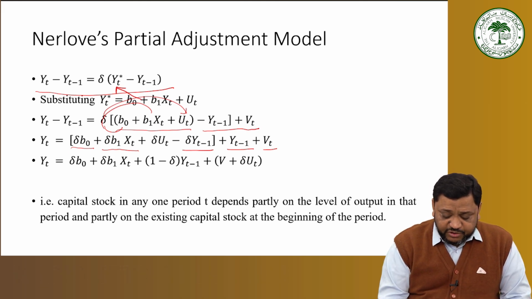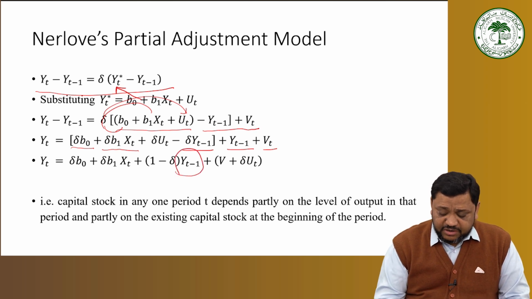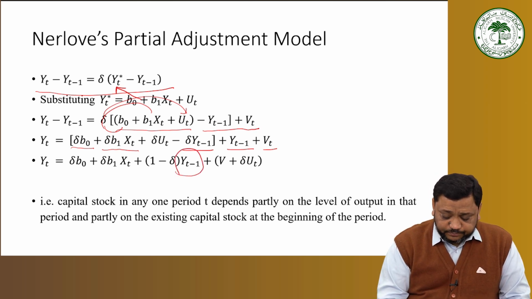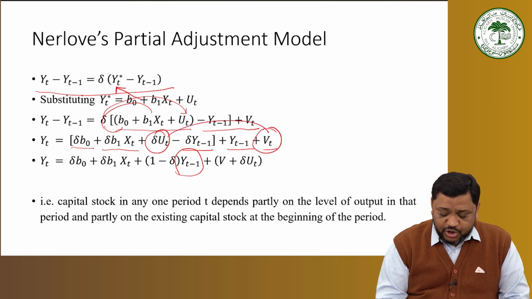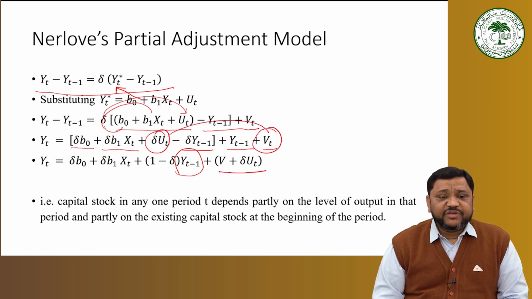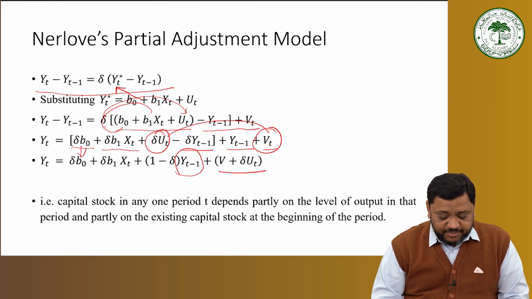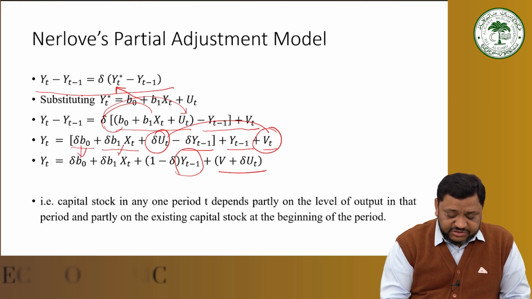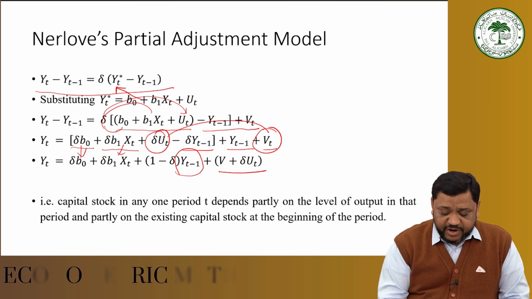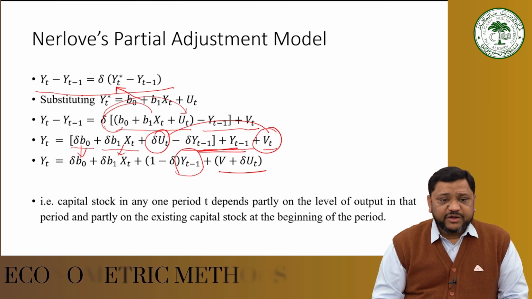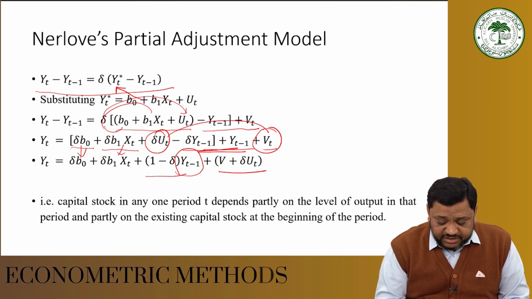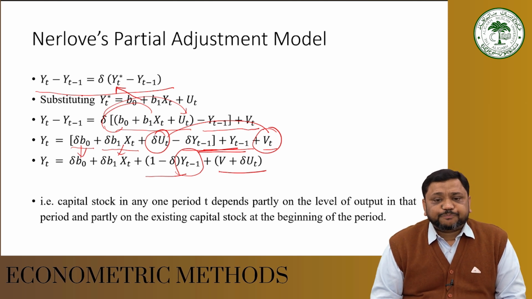What you do is, we take Yt minus 1 common, and the error term, this is one error term and this is one error term, we combine these two, so we get the composite error term V plus gamma ut, and we have this gamma beta naught, then we have this gamma b1 xt, and this Yt and Yt, these two we combine together by taking 1 minus gamma Yt minus 1.